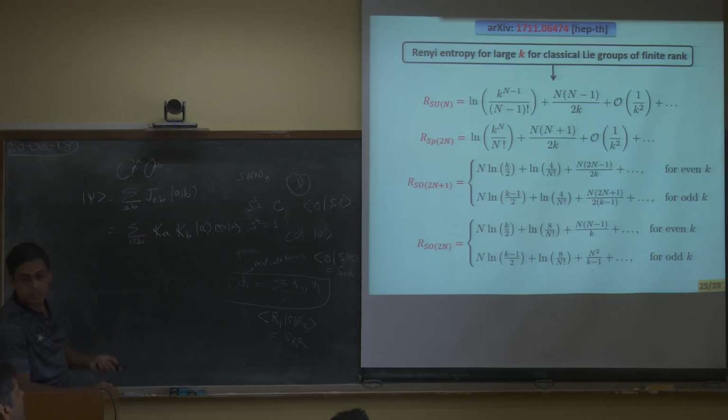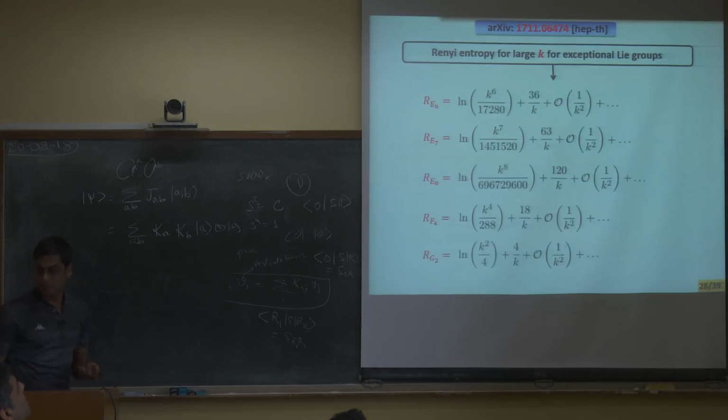By counting how many integrable representations there are and doing an expansion. And you can also do this for the exceptional Lie groups, for large values of the level.